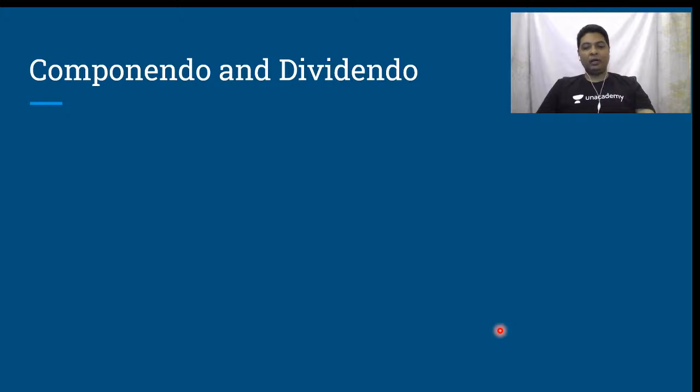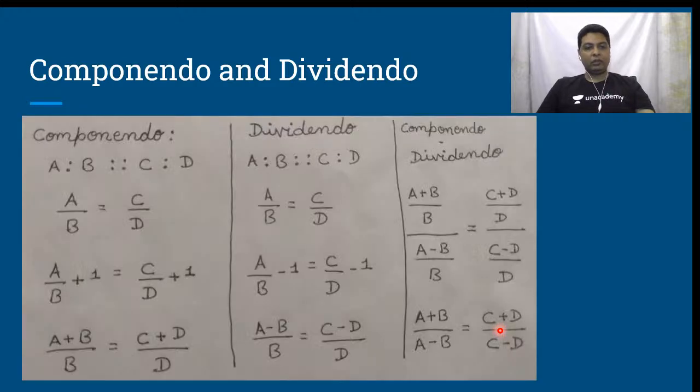Next is nothing but componendo and dividendo. Simple. Whenever we have A is to B as C is to D, that is A by B is equal to C by D, if you add 1 on both the sides, we'll end up with A plus B by B is equal to C plus D by D. This is called componendo. Instead of adding 1, if you subtract 1 from both the sides, we'll end up with A minus B by B is equal to C minus D by D. This is also called dividendo.